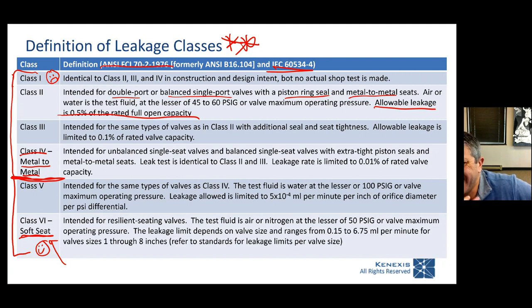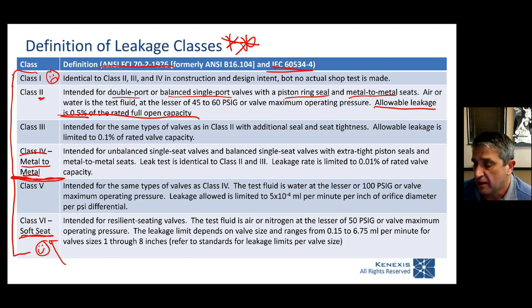So it can leak to whatever degree it leaks, as long as it was built using the methods, materials of construction, and techniques that were defined in the standard. But starting with class 2, we have an actual allowable leak rate. For class 2, it is not allowed to leak more than 0.5% of the rated full open capacity. All right, now we actually have some criteria.